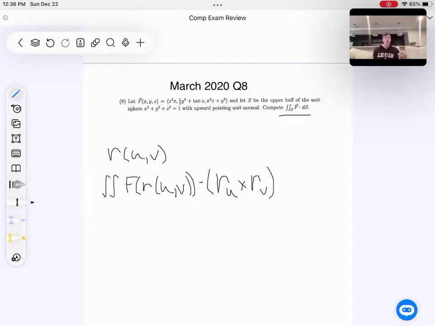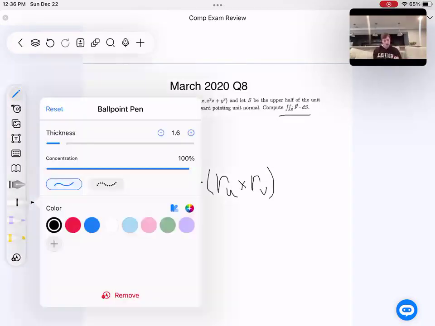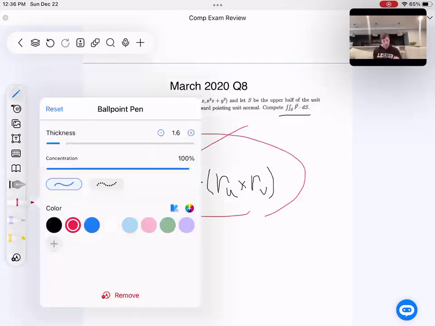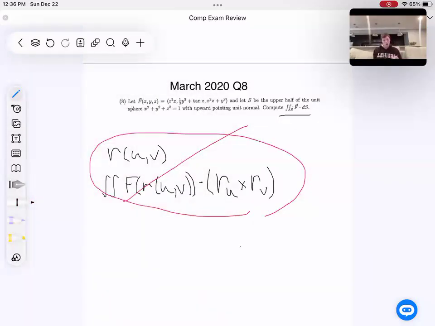And for the unit sphere, we could pretty easily find a parameterization, but actually what we're going to do instead, so let me cross all of that out, we're not going to do that here. Instead, we are going to use the divergence theorem.